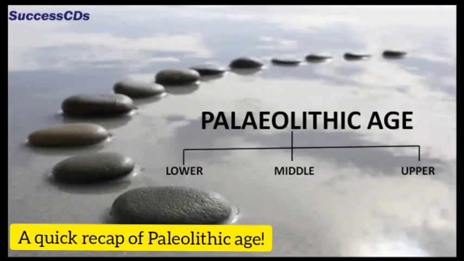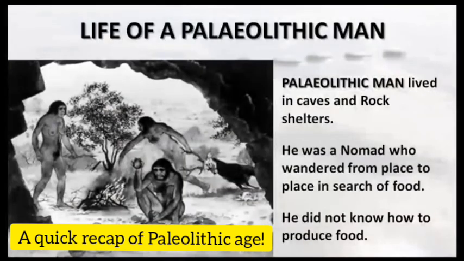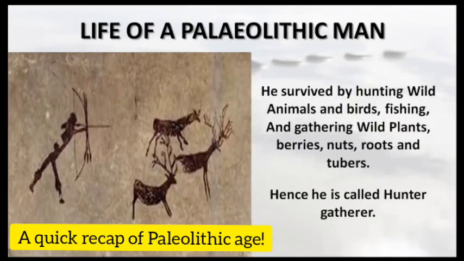The Paleolithic age was the longest part of the Stone Age. It can be further divided into three periods: lower, middle, and upper. The names of these periods are based on the depths at which remains belonging to these periods have been found. Paleolithic man lived in caves and rock shelters. He was a nomad who wandered from place to place in search of food. He did not know how to produce food. He survived by hunting wild animals and birds, fishing and gathering wild plants, berries, nuts, roots and tubers. Hence, he is called the hunter-gatherer.